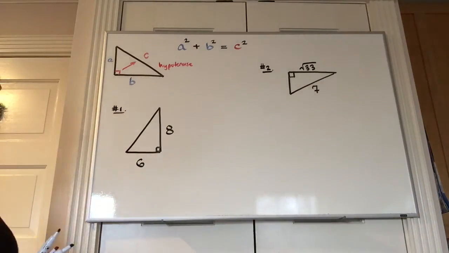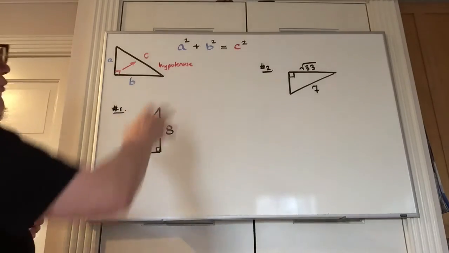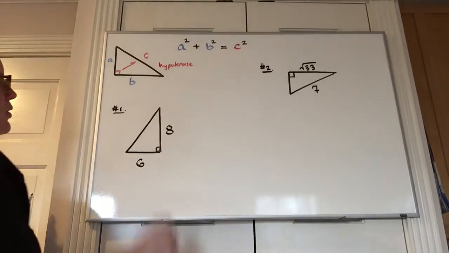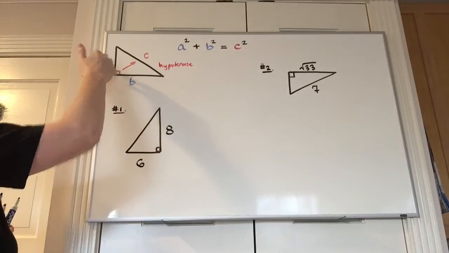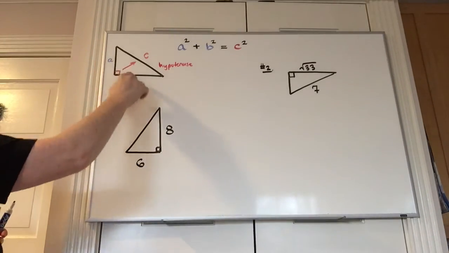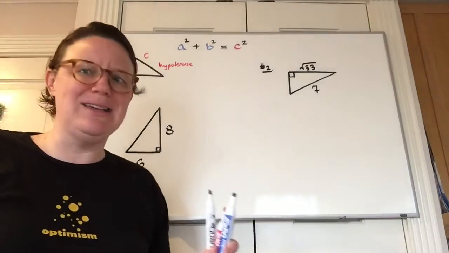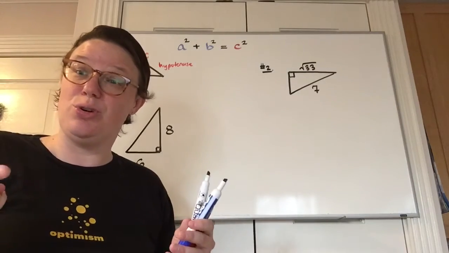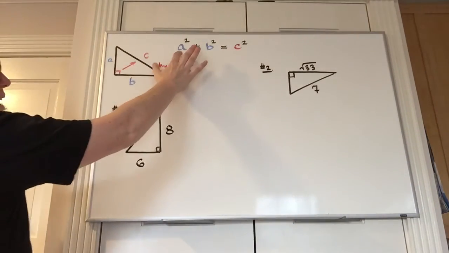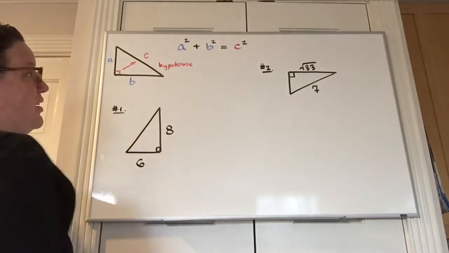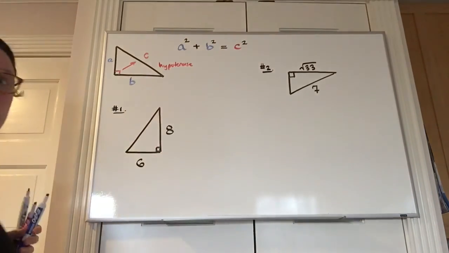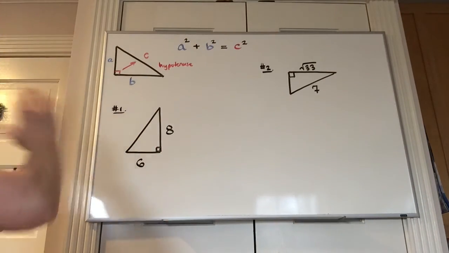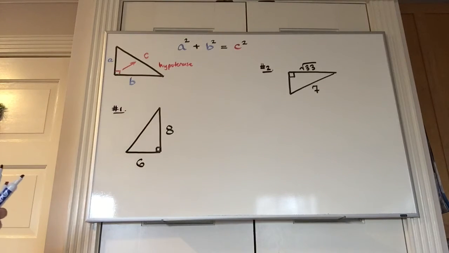It turns out that for any right triangle, if you take the lengths of the two legs and call those A and B, it does not matter which one A is and which one B is. They just need to be the two shorter sides. If you take A squared and add it to B squared, you'll get C squared, the length of the hypotenuse squared. And this works for any right triangle ever. So we're going to use this to find some missing sides today.